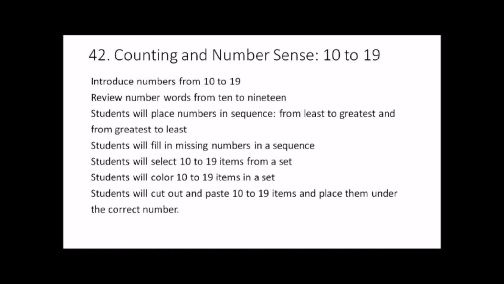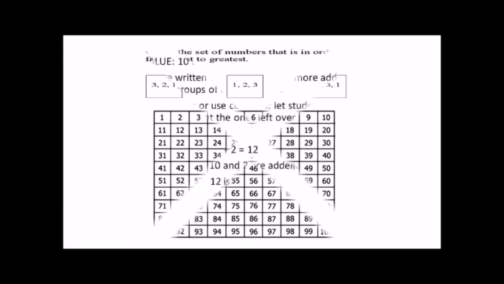So they must know how to place, find missing numbers in a sequence, and then they will be able to select 10 to 19 or color 10 to 19 items, cut out and paste, and do stuff like that with that. Here I have circle a set of numbers that's in order from least to greatest again. So you could use the higher numbers to go from 1 to 20 for this, and let them use the 100 chart so that they won't have any problem with counting and with finding missing numbers, or the numbers before or numbers after. They can use the 100 chart or the number line to help them. So don't take those things away.